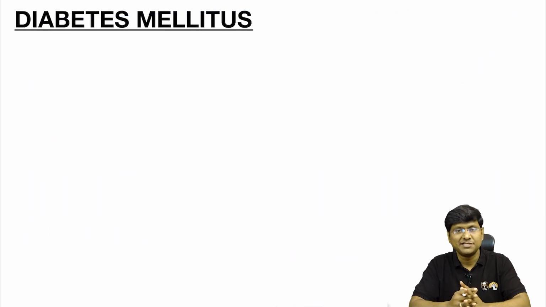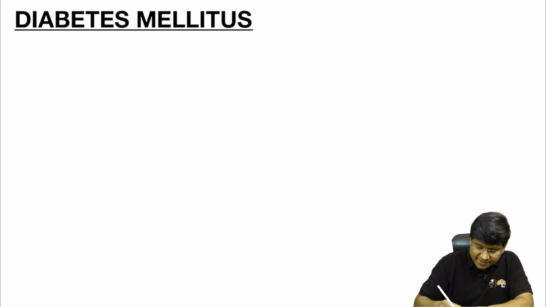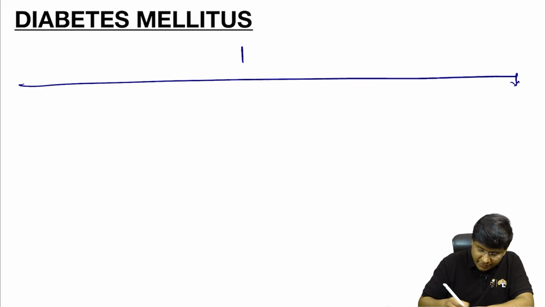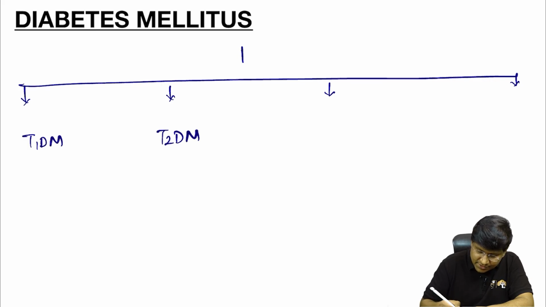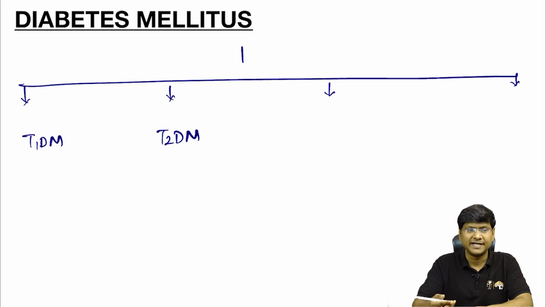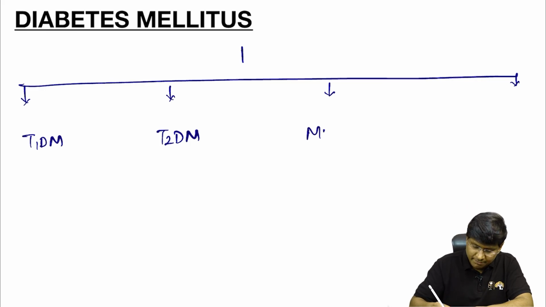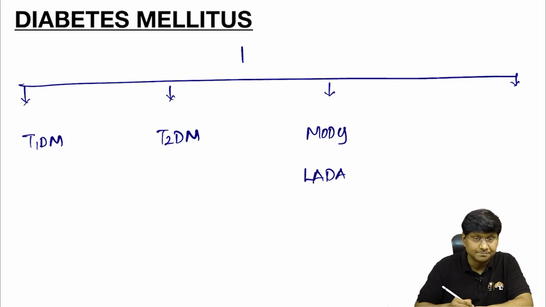So now let me do a quick revision of diabetes mellitus. Diabetes mellitus is a disorder characterized by hyperglycemia. We have the following forms of diabetes mellitus. That includes type 1 diabetes mellitus, then type 2 diabetes mellitus. Then we have the variants of diabetes mellitus, which include maturity onset diabetes of the young and latent autoimmune diabetes of adults, that is LADA, right?